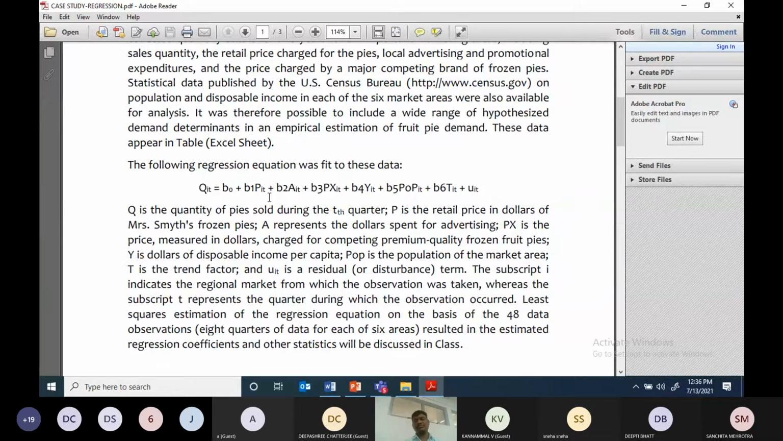Right hand side variables: P, price, please make a note. Advertisement. Then the price of the substitute or complement, the price of the competitor good. Next, income, Y stands for income. Population: when population increases, what will happen to quantity demanded? It will increase.